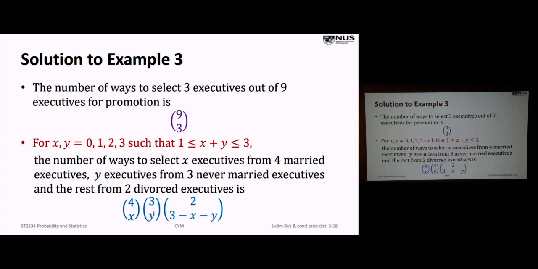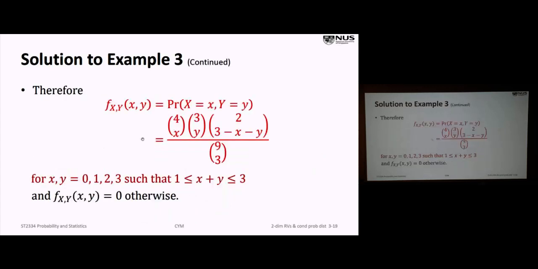3 choose Y. Now the number of people that you can choose who were divorced: there are 2 divorced individuals, and then 3 minus X minus Y are the number of divorced individuals you can choose. Note that this takes into account the fact that you may choose 2, for example, divorced individuals, or 1 or 0. Okay, so the joint probability mass function of the random variables X and Y is basically the number of ways you can choose the individuals, divided by the total number of individuals, and you have some constraints.